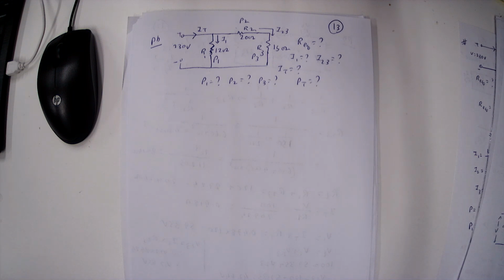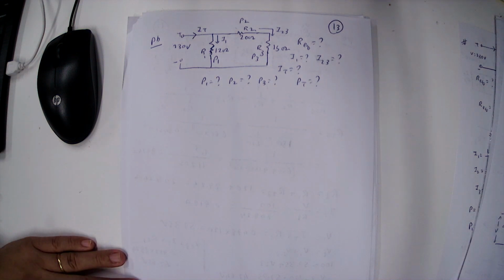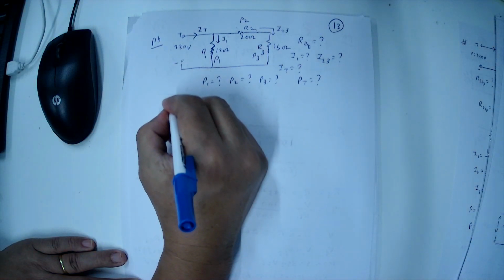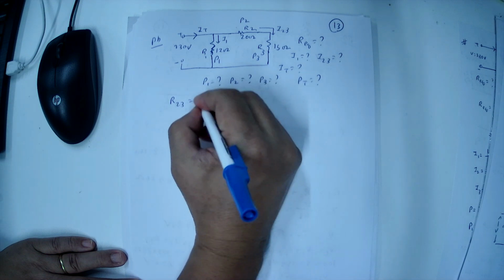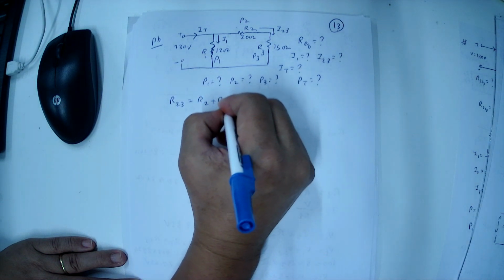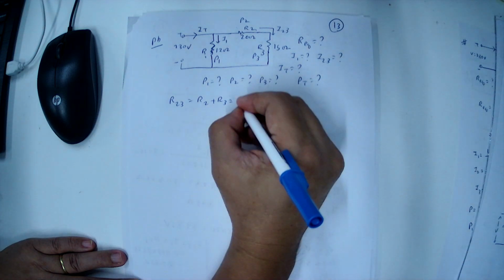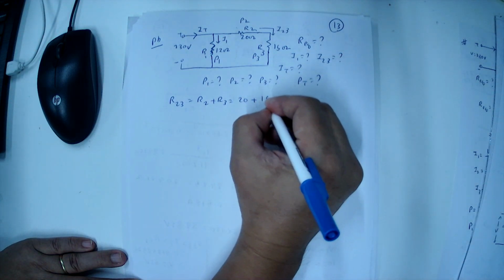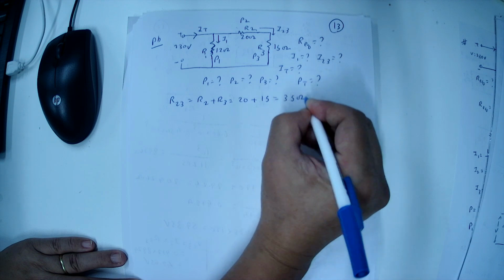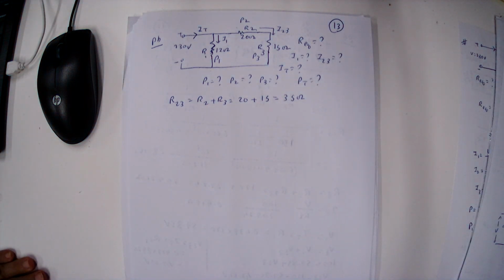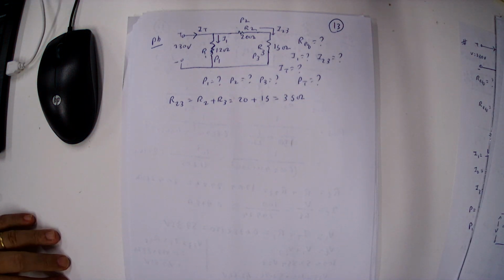So firstly, R2 and R3 are connected in series. Therefore, we can write the equation R23 is equal to R2 plus R3. R2 is 20, R3 is 15, so you get 35 ohm. The R23 series combination resistance is 35 ohm.